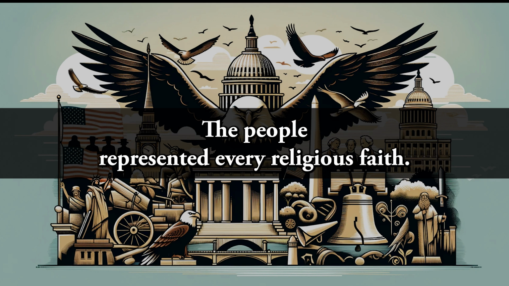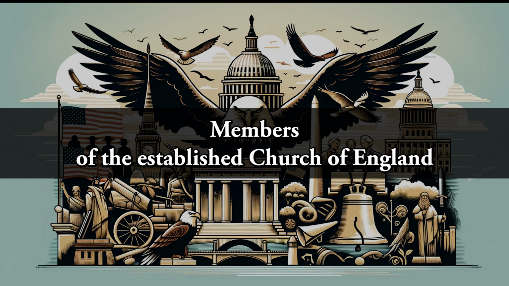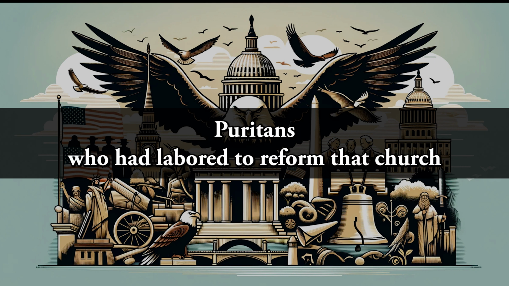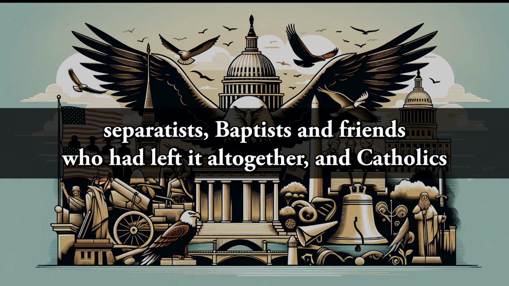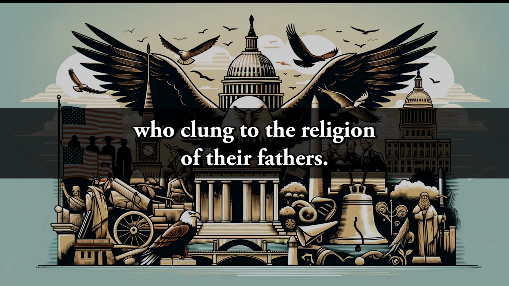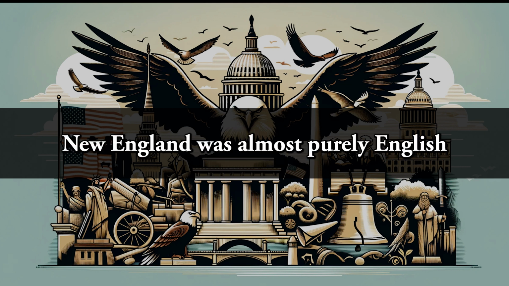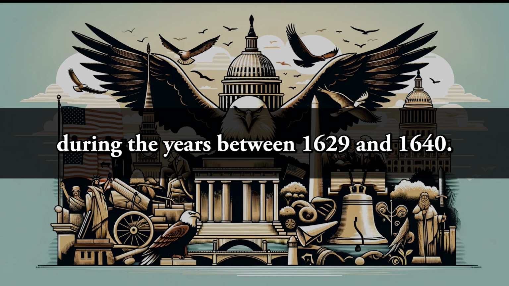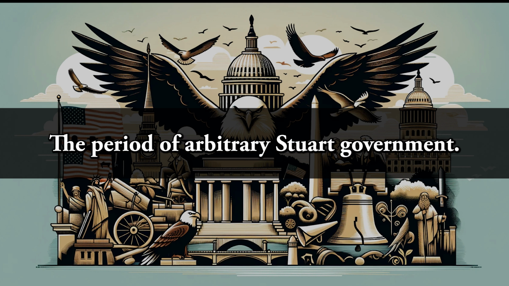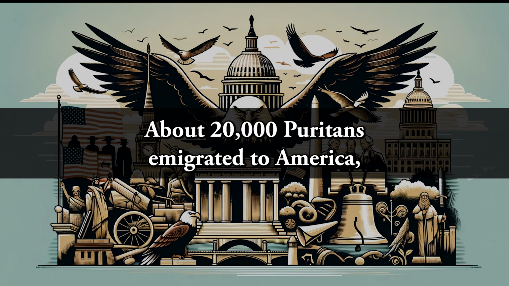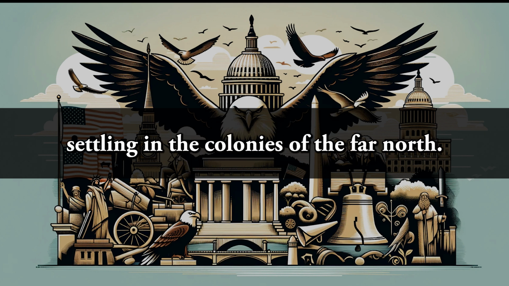The people represented every religious faith: members of the established Church of England, Puritans who had labored to reform that church, Separatists, Baptists, and Friends who had left it altogether, and Catholics who clung to the religion of their fathers. New England was almost purely English. During the years between 1629 and 1640, the period of arbitrary Stuart government, about 20,000 Puritans immigrated to America, settling in the colonies of the far north.